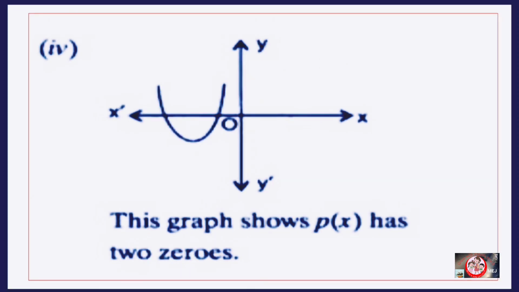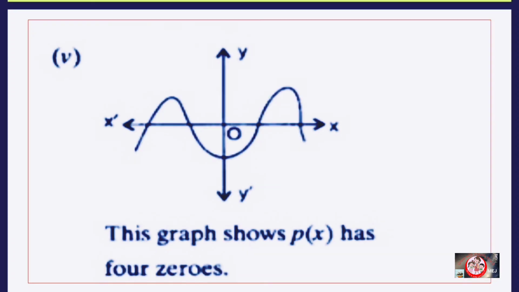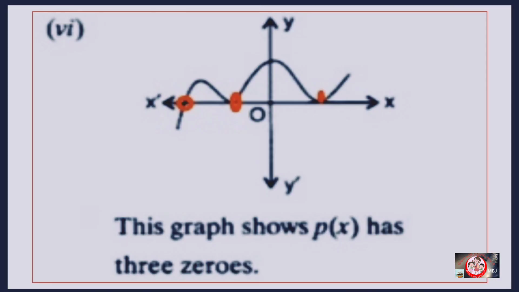In the fourth graph, the number of zeros of the polynomial p(x) is 2 because the graph intersects the x-axis at 2 points. In the fifth graph, the number of zeros of the polynomial p(x) is 4 because the graph intersects the x-axis at 4 points. And in the last graph, the number of zeros of the polynomial p(x) is 3 because the graph intersects the x-axis at 3 points.